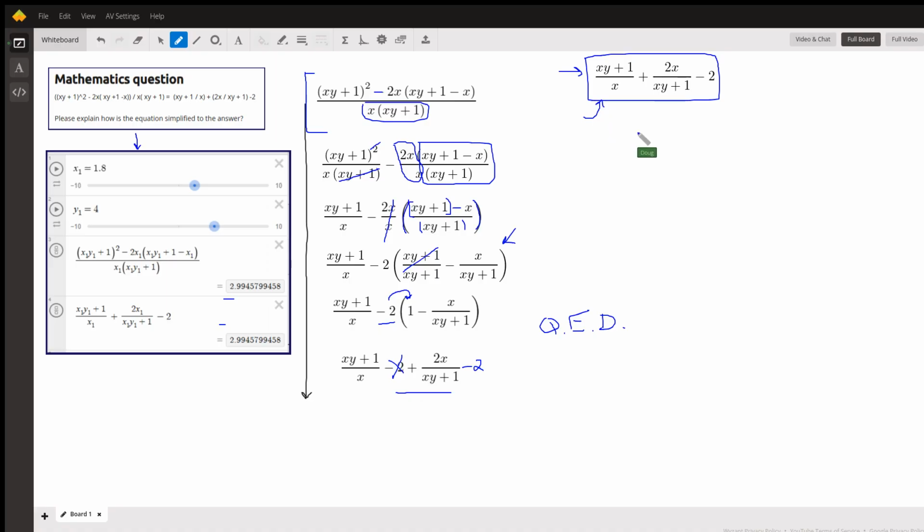Again, as long as x does not equal 0 and x times y does not equal negative 1. Because if that's the case, you'll be dividing by 0 in both cases.